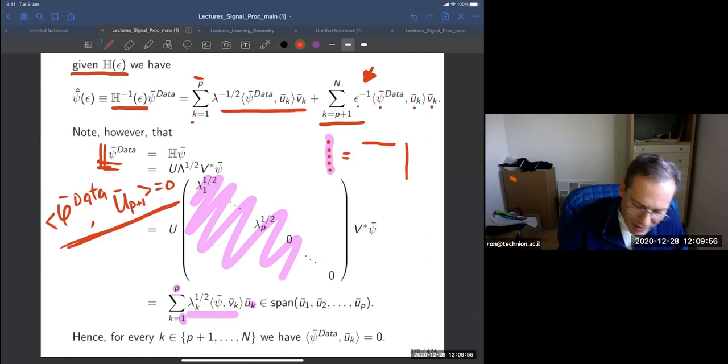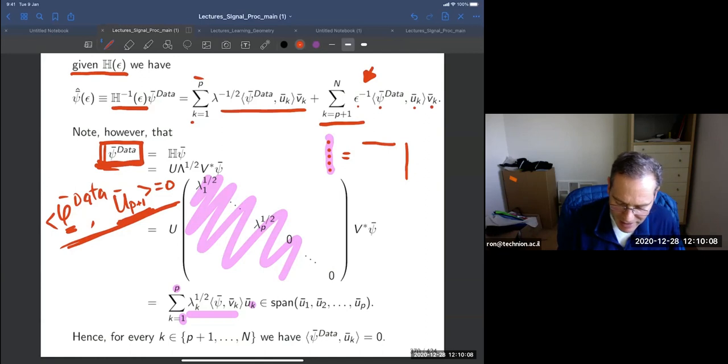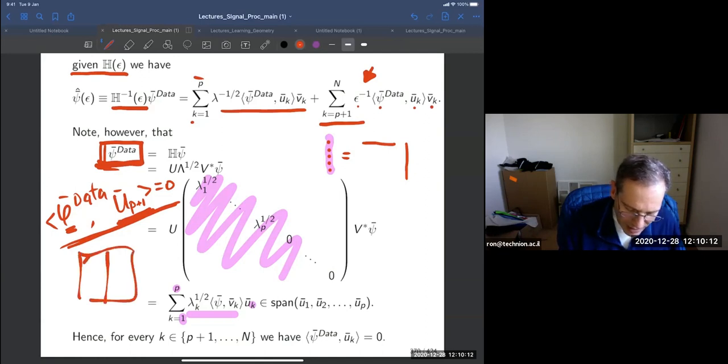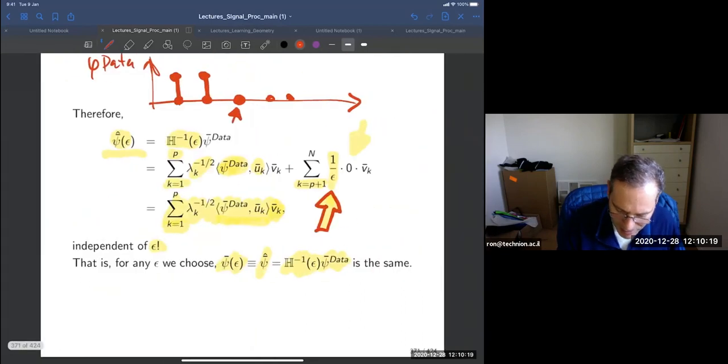Now I start operating on psi data. This is given, okay? It is given to me that psi data, when I do the inner product with that, I'm getting zero. Now I'm taking psi data and operating on this psi data that belongs only to the first P eigenspace of U. Here it does not. So now I'm operating on psi data.